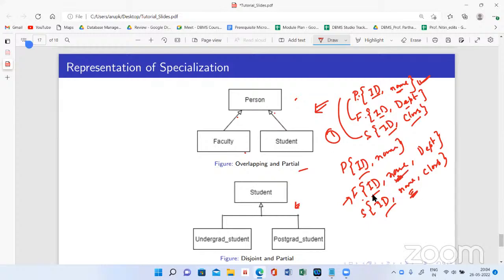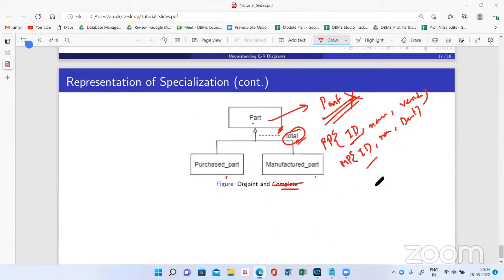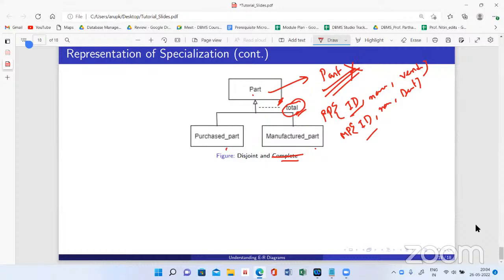redundant because every time you want to query, you need to make a join in the first case. Otherwise, they are the same. But if it is total, there is no need to keep this parent relation because there is no part at all. Either it has to be purchased or manufactured. Okay. So we have done a lot of this. Okay. Anything else?